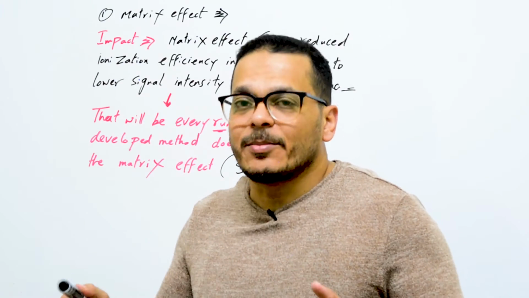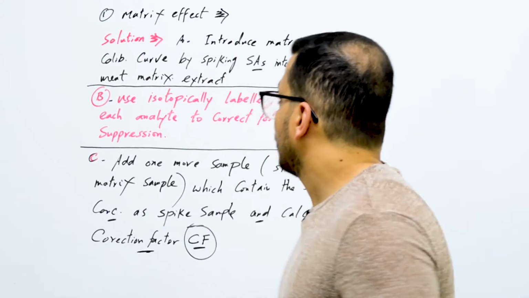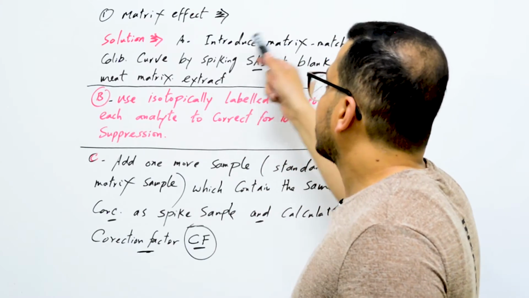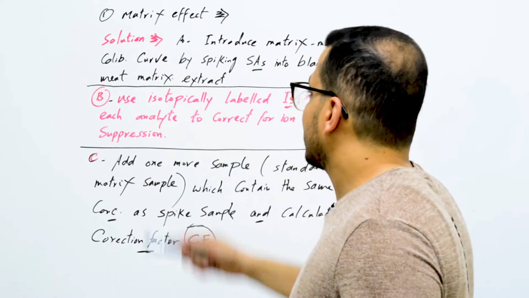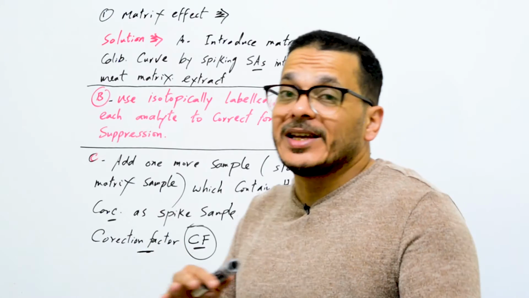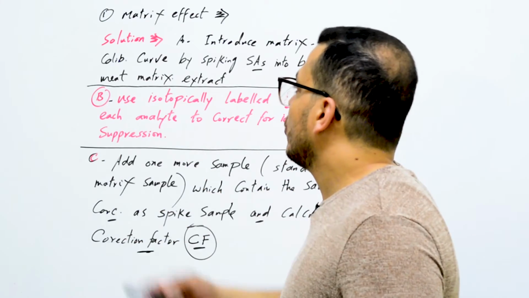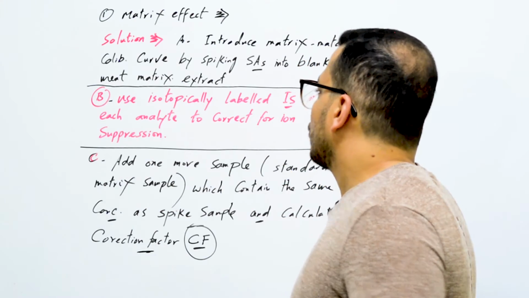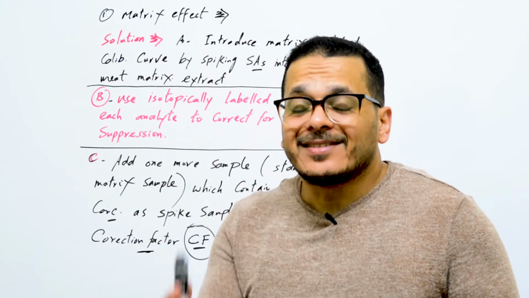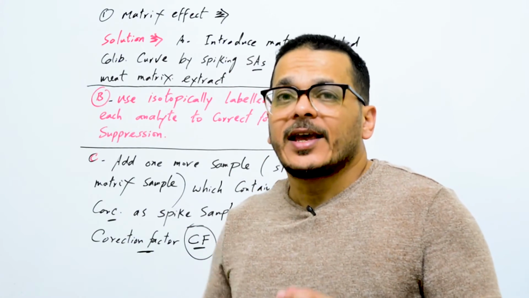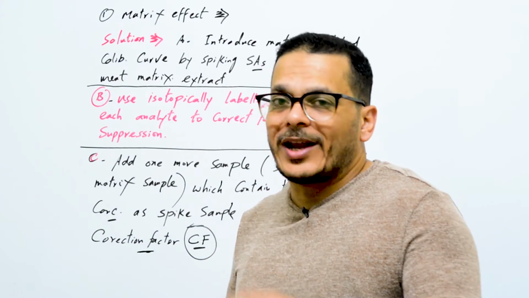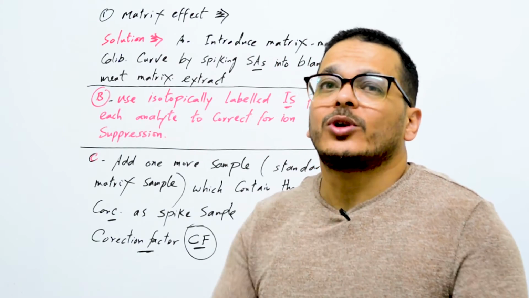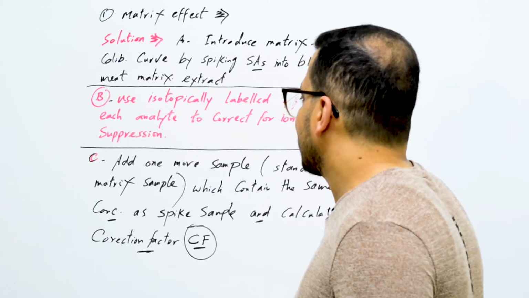So this is systematic. The solution for that error: first, you can introduce a matrix-matched calibration curve by spiking the sulfonamides into blank meat matrix extract, and that will be explained in a specific lecture. Also, you can use an isotopically labeled internal standard for each analyte to correct for ion suppression. You will have an internal standard for each analyte that will correct for ion suppression, and that also will have another lecture. And very important is how to use the internal standard to calculate the concentration of unknown target analytes in the matrix.